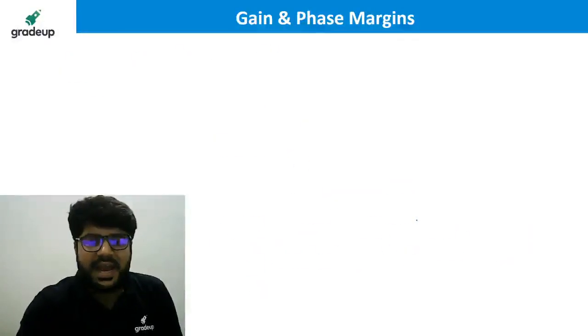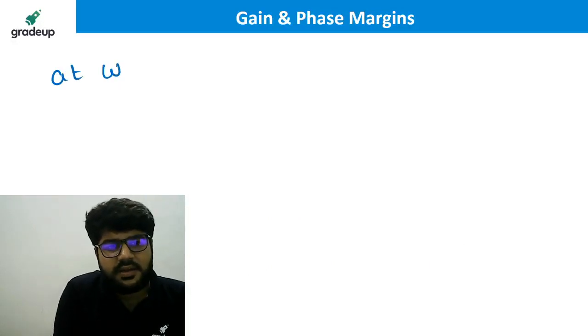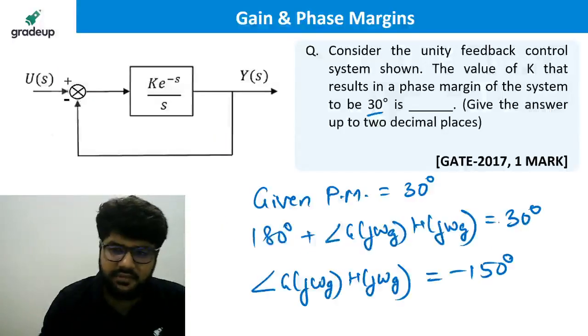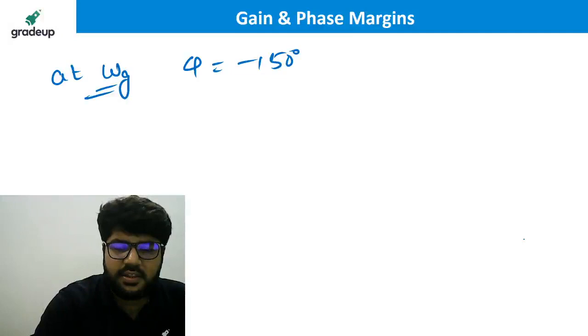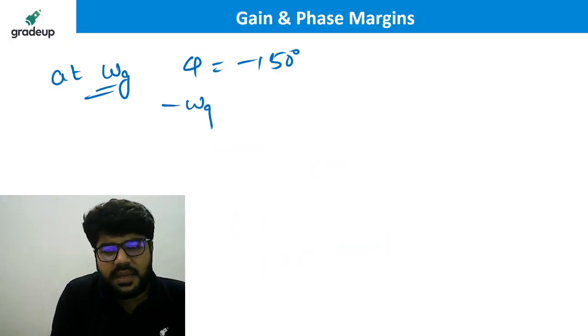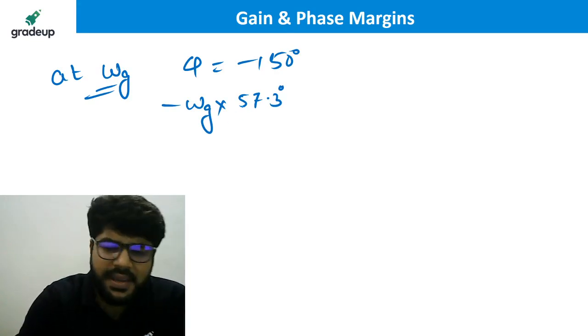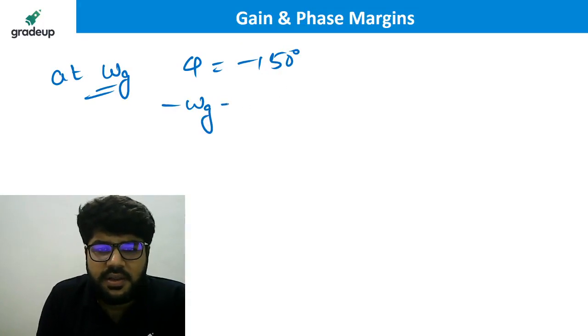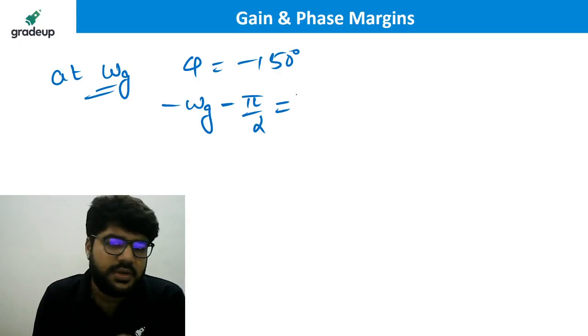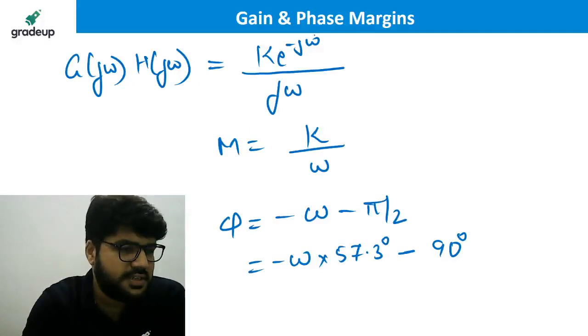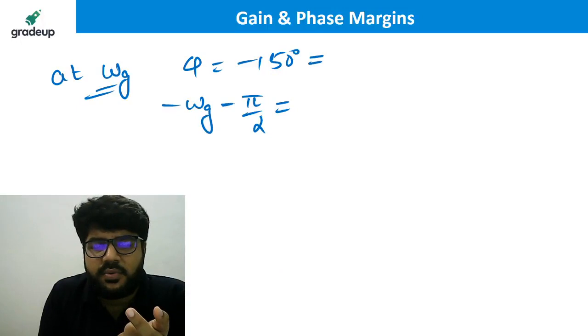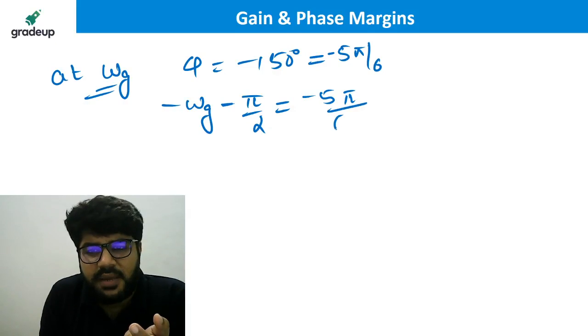Okay, but at omega g the phase is minus 150 degree, as I have derived here. So equate the phase, that is minus omega g minus pi by 2. Better to take it in radian, no need to go for 57.3. I'm taking the radian one only. Directly solve it from here, that is sufficient. And this is equal to minus 5 pi by 6.